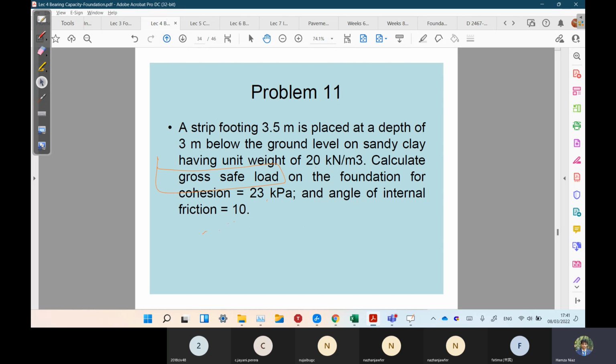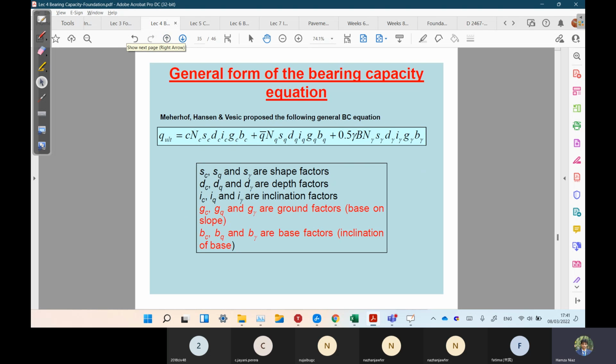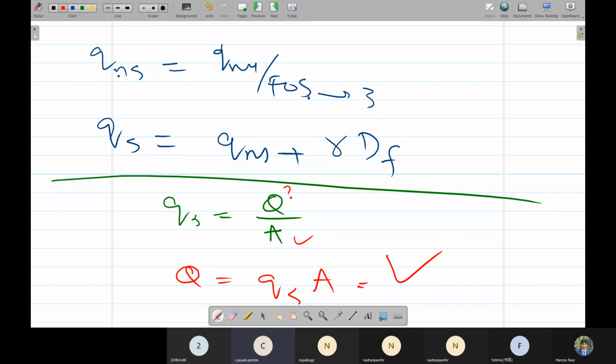All right. Any issue in this? This is Terzaghi's bearing capacity equation. Should we move forward? Yes, brother. All right. I'm going to feel restricted. Sorry.